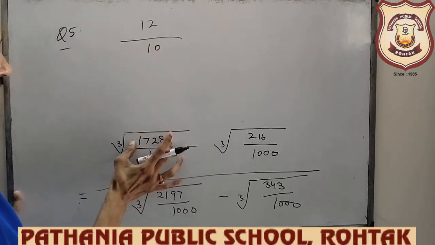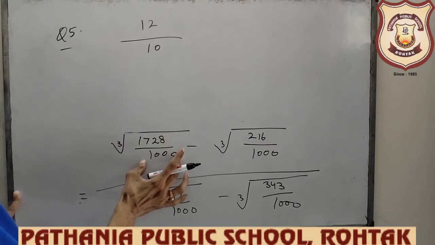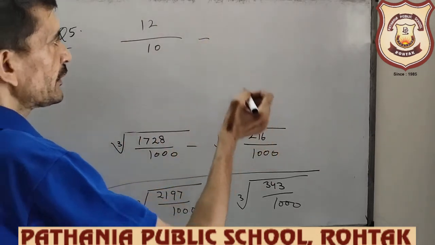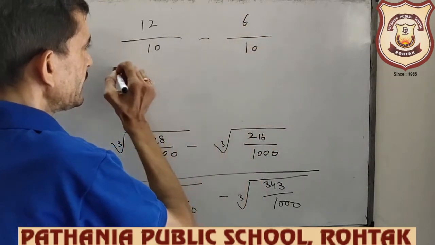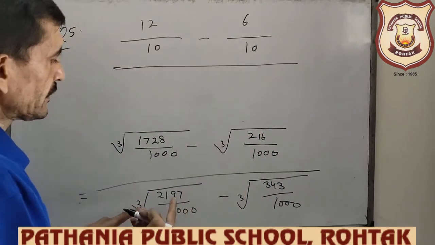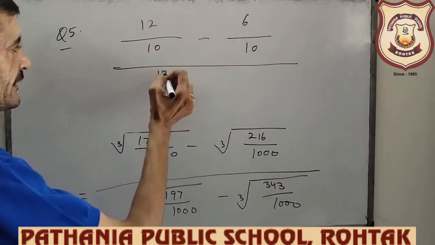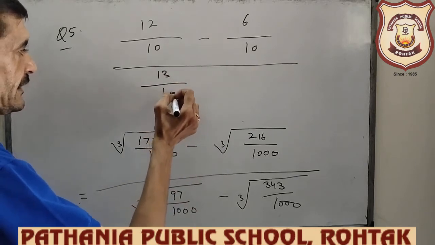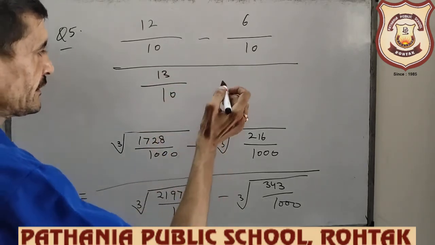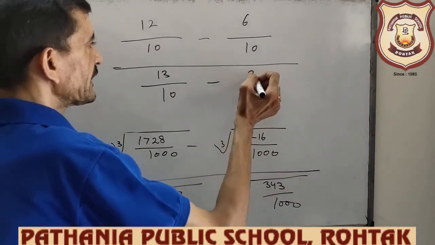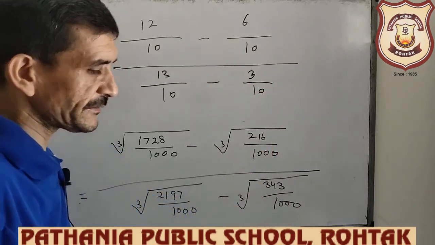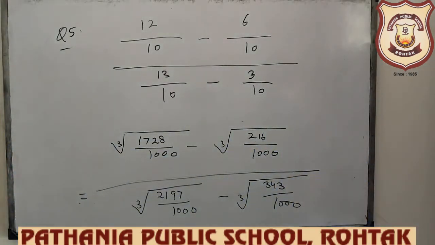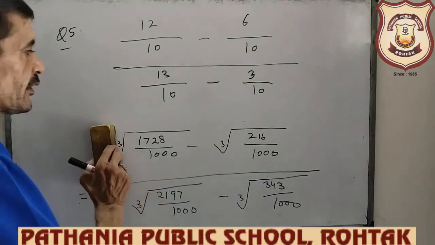The cube root of 1728 is 12 and of 1000 is 10. Now 216: the cube root of 216 is 6 and of 1000 is 10, upon the cube root of 2197 is 13 and of 1000 is 10. Same here, the cube root of 343 is 7 and the cube root of 1000 is again 10. So in this way we perform this question. Now taking LCM and then solve it.